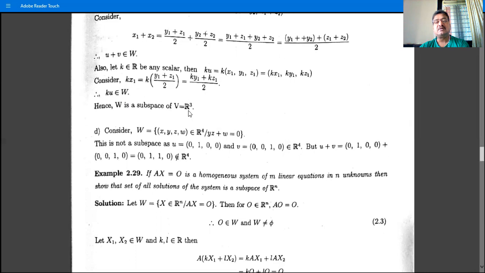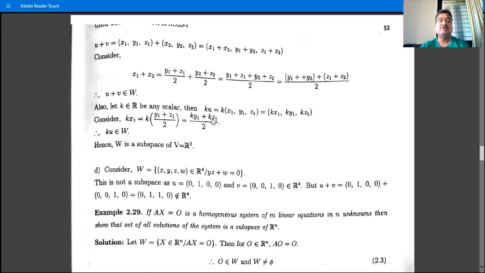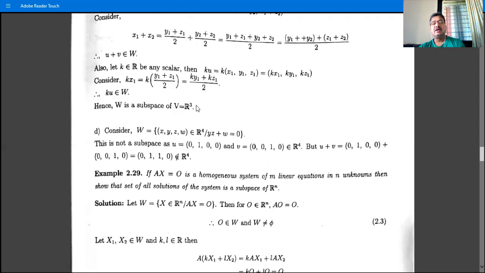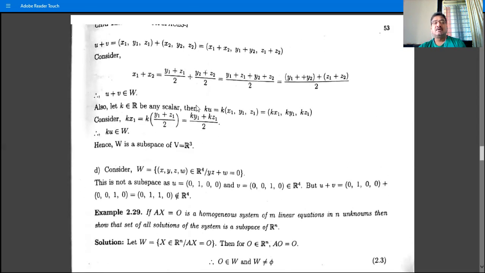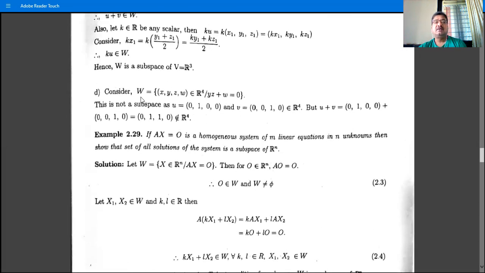Therefore W is a subspace of V equal to R3, because the elements of W satisfy both the conditions, that is, W is closed for addition and W is closed for scalar multiplication, and therefore W is a subspace of R3. Now the fourth example.